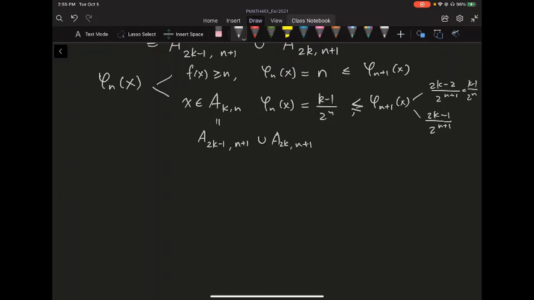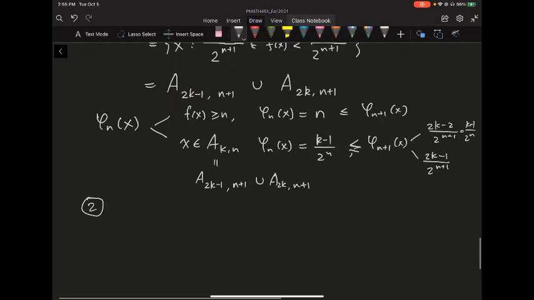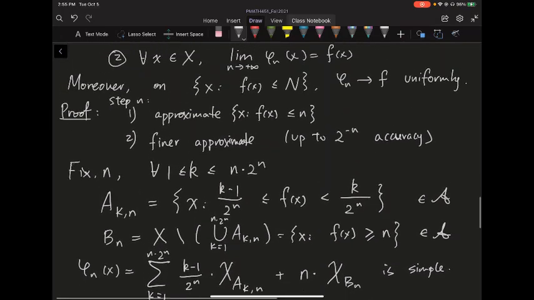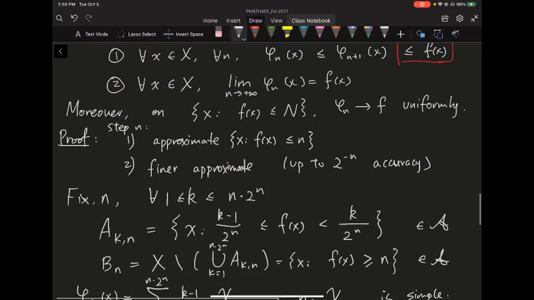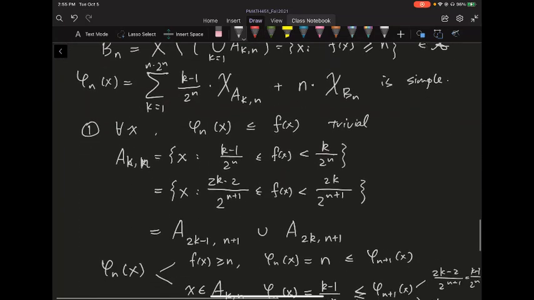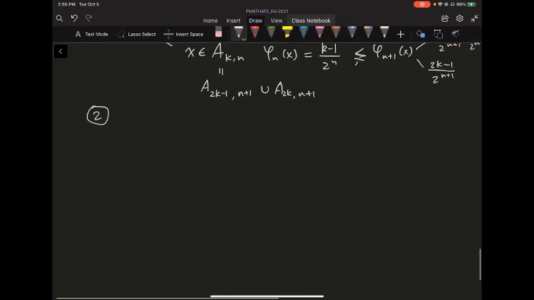And now let's consider the second part. I want to show that the pointwise limit of phi n of x is equal to f of x. Okay, so let's prove that.